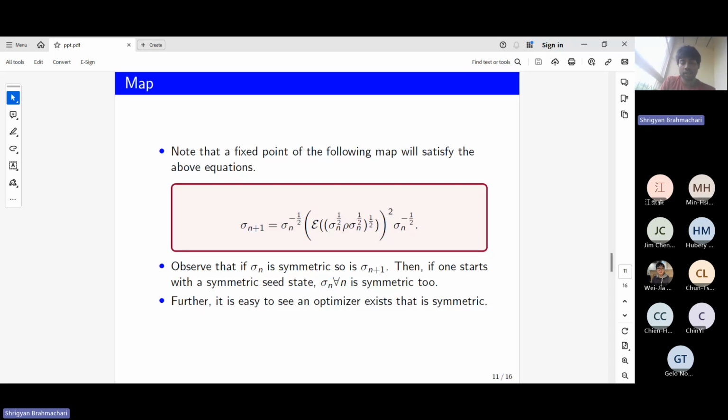Let me say that again. You start with some sigma n, you get some sigma n plus 1. If you were to start with, say, 10 times sigma n, the sigma n plus 1 that you'll get will be the same thing. That's just the kind of expression that this is. Oh, I see. Thank you. Yeah.